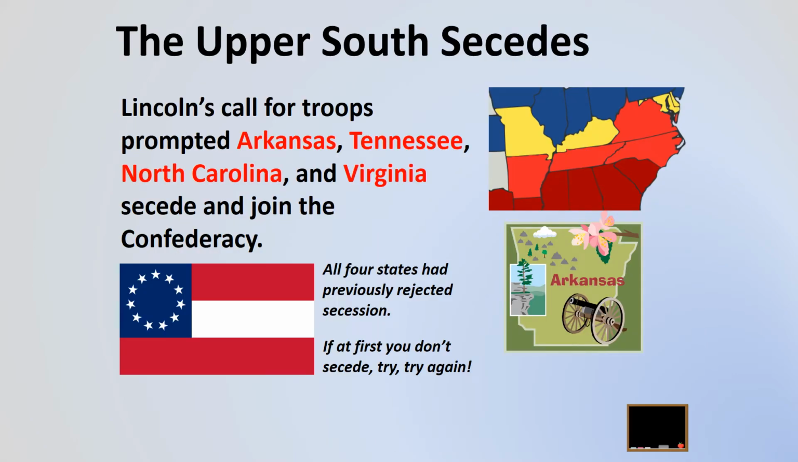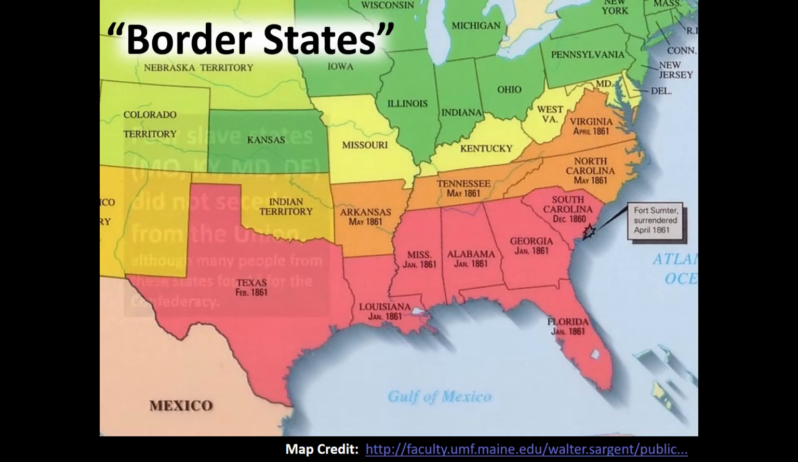When he calls for volunteers, the other southern states say, oh, okay, you're serious now, and they secede: Arkansas, Tennessee, North Carolina, and Virginia, and join the Confederacy. So, if at first you don't secede, try again. So now you have the complete states seceding from the Union.